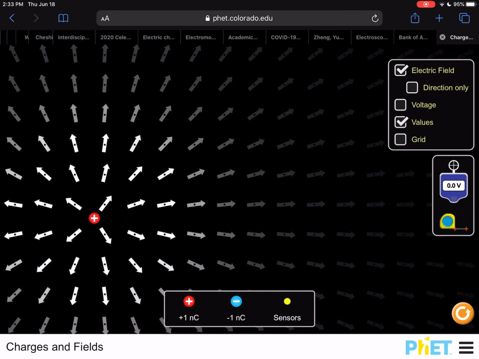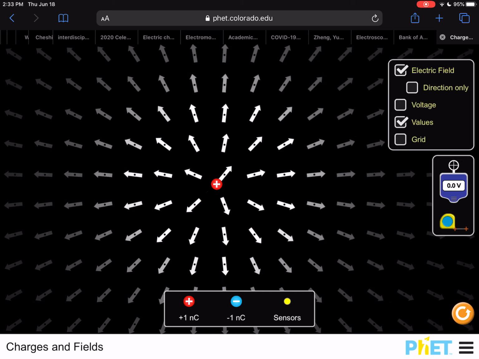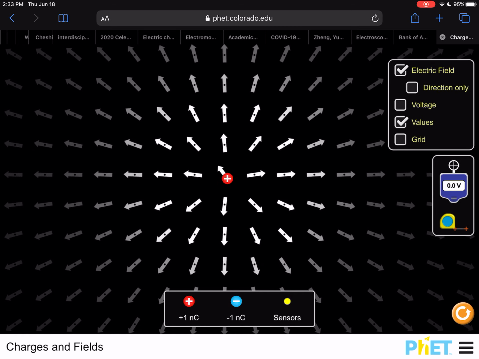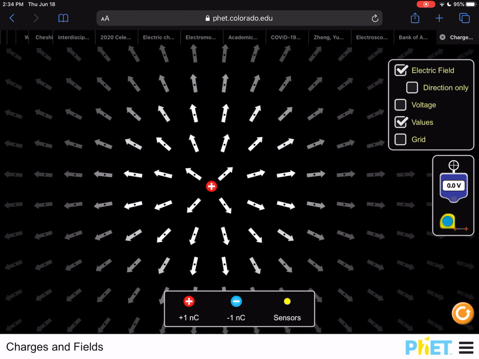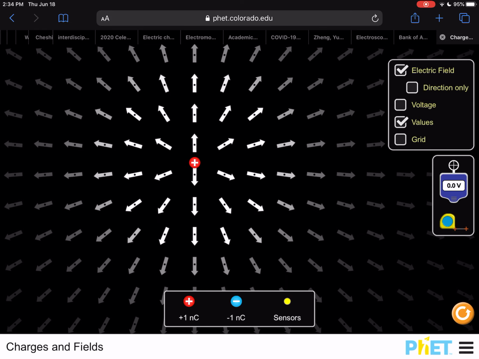Notice that this field remains with the same structure as I move the charge around, okay? Although obviously the exact location of those tiny little arrows will change how that field is represented. So if I move this over here, you can see that the field always points out and away from that single positive charge, and it gets weaker as it goes out. And in fact, it's a 1 over r squared law, just like gravitation.